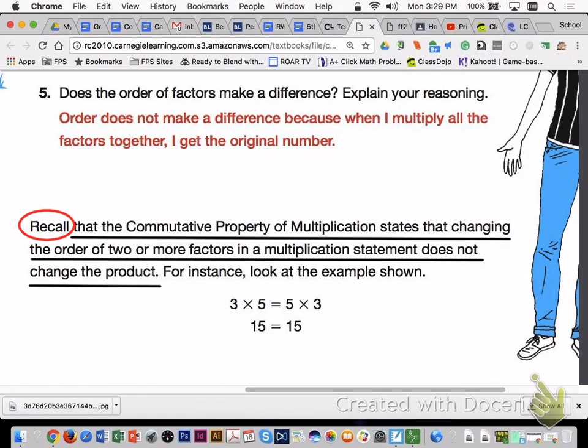For number 5, order does not make a difference because when you multiply all the factors together, you are going to get the original number. Recall that the commutative property of multiplication states that changing the order of 2 or more factors in a multiplication statement does not change the product. For instance, if we look at the example shown, 3 times 5 is equal to 5 times 3 for a product of 15.